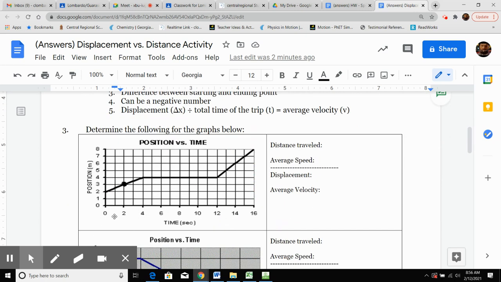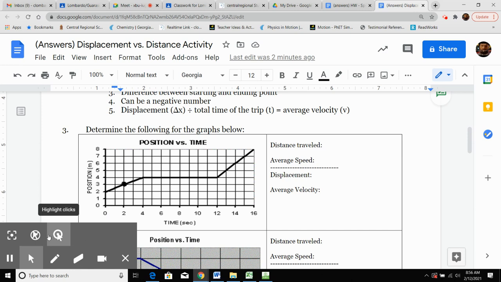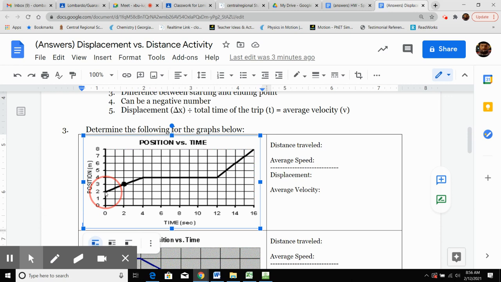So here we have a position time graph. Position is on the y-axis and time is on the x. So you have to really pay attention to the y-axis here because that's very important as to getting our pieces of information. So where do we start? At time 0, what position are we at? Yeah, so at 0, we are here at 2. That's where we're starting.